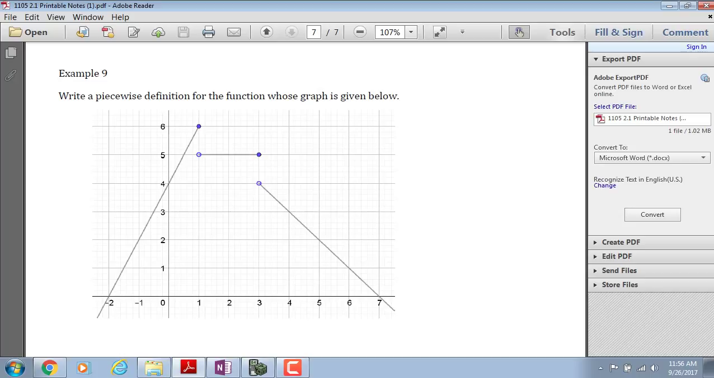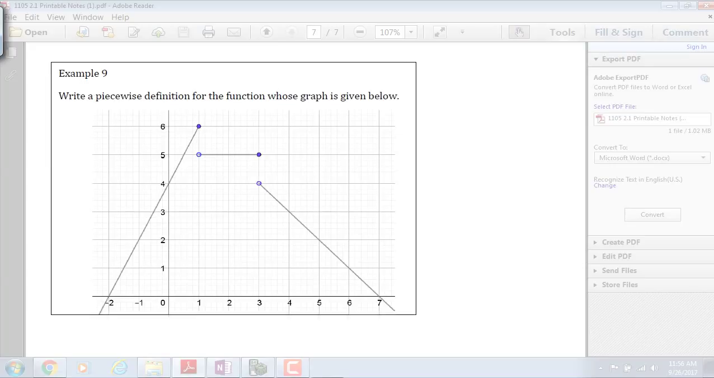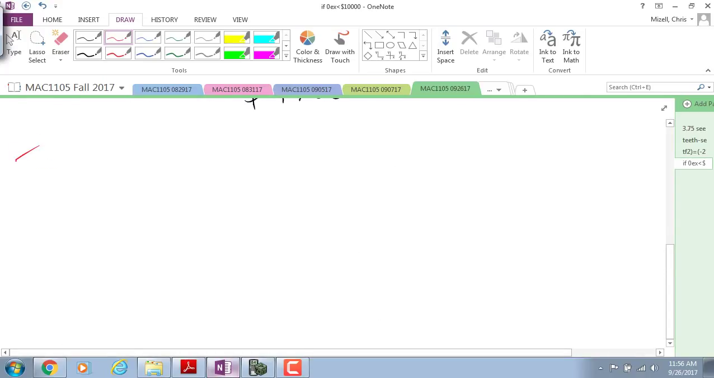But the good news there is you can click on Show Me an Example to help me solve this, and they should give you some ideas of how to do that. So write a piecewise defined function for the function whose graph is given below.